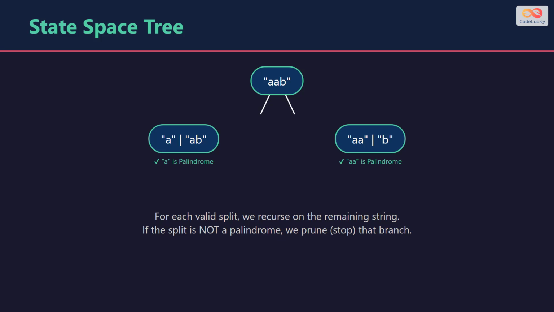Let's visualize this as a tree. Starting with aab, our first decision is where to make the first cut. We can cut after the first a. Is it a palindrome? Yes, so we move down that branch and look at the remaining string ab. Alternatively, we could cut after the second a, giving us the prefix aa. Since aa is also a palindrome, we can explore that branch too. This tree structure represents every decision we make.